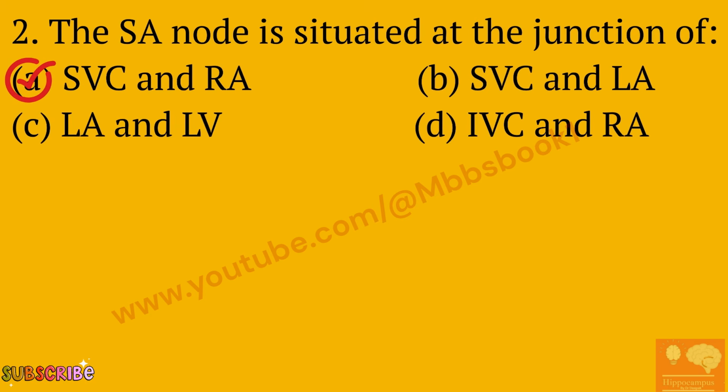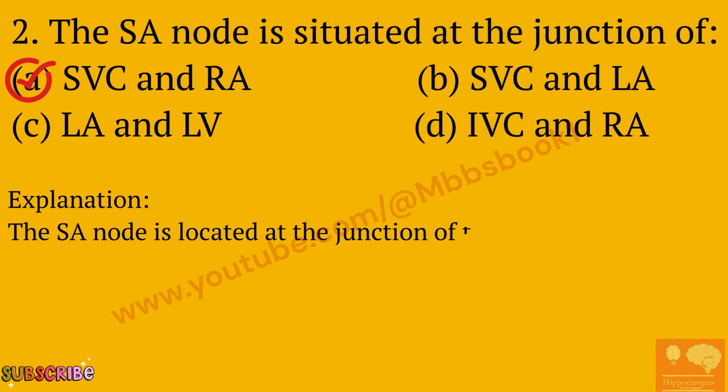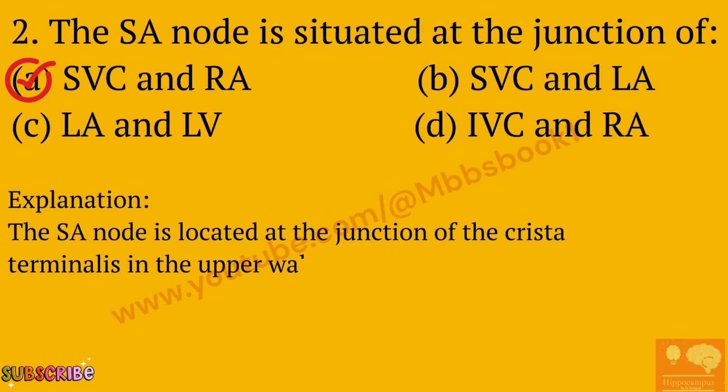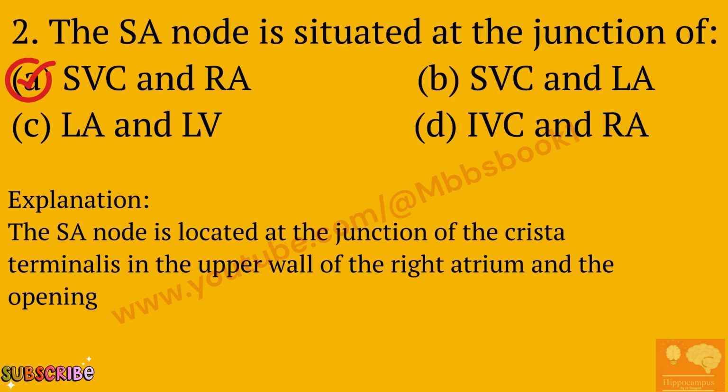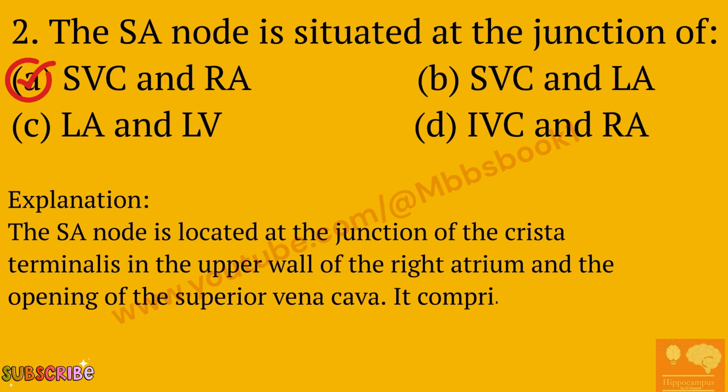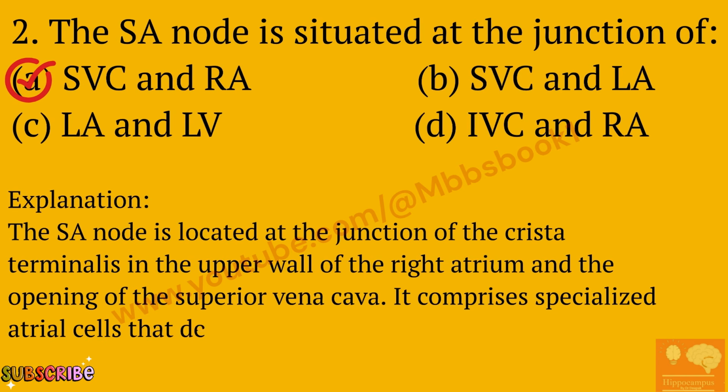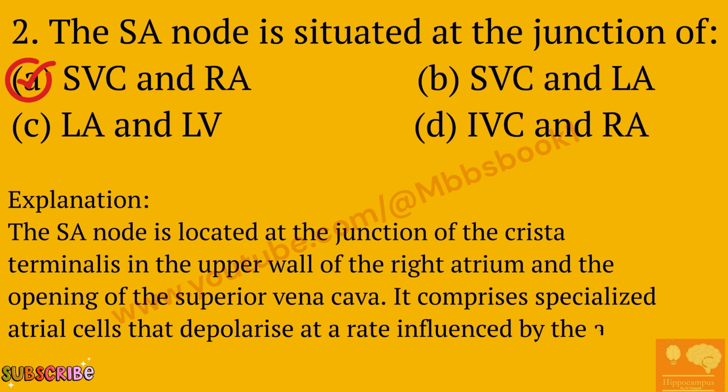Let's see the explanation. The SA node is located at the junction of the crista terminalis in the upper wall of the right atrium and the opening of the superior vena cava. It comprises specialized atrial cells that depolarize at a rate influenced by the autonomic nervous system and by circulating catecholamines.